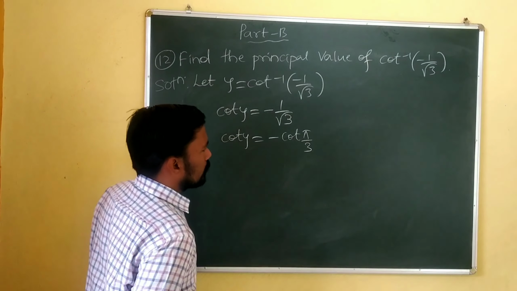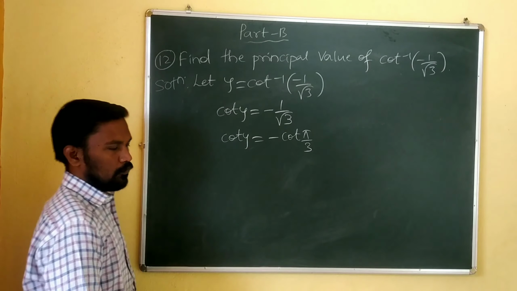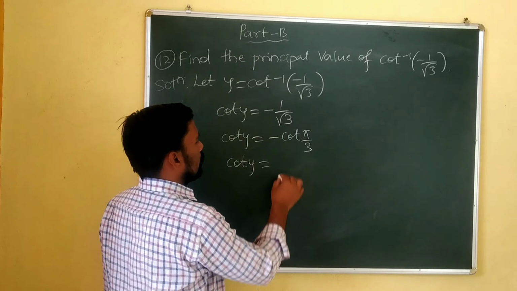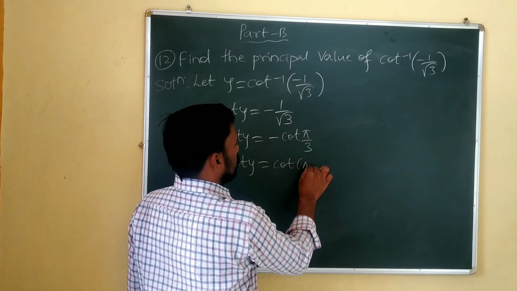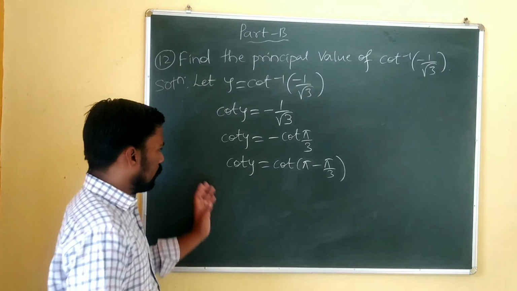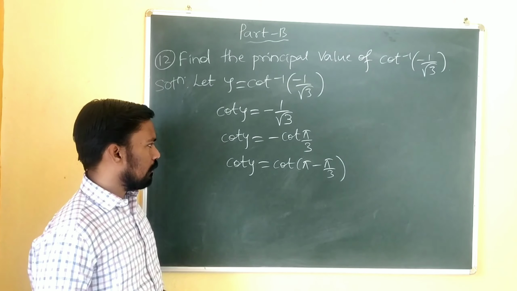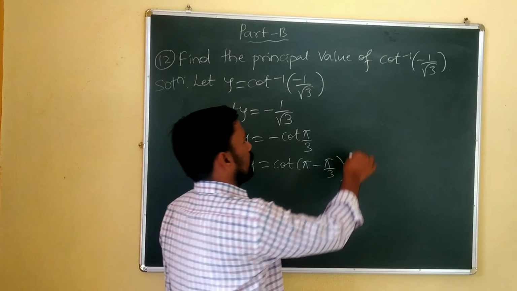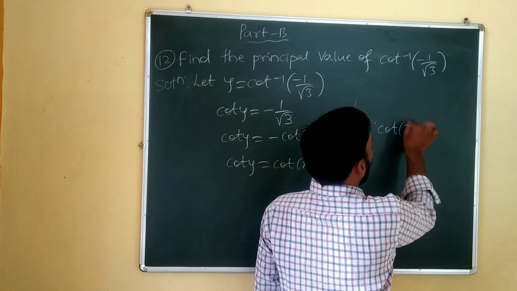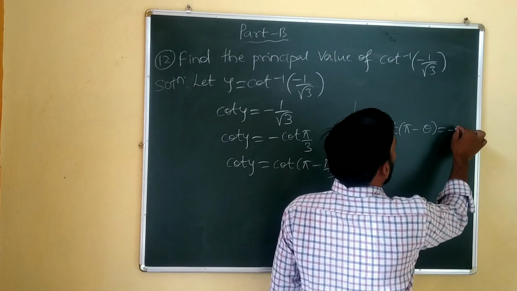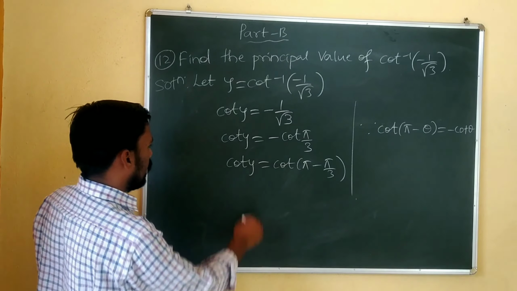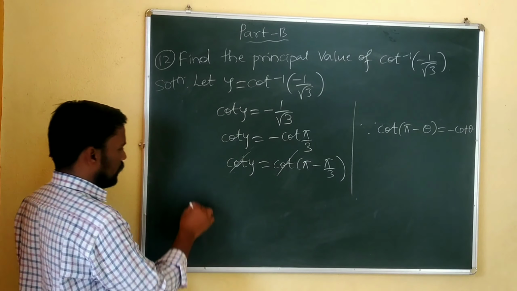Next, pi by 3 means what? 60 degrees. Cot 60 is 1 by root 3. And then cot y is equal to cot of pi minus pi by 3, I can write. We have to convert this into positive form only, then only we can eliminate the same function on both sides. We use the formula that cot of pi minus theta is minus cot theta. Now we can easily eliminate this function on both sides.